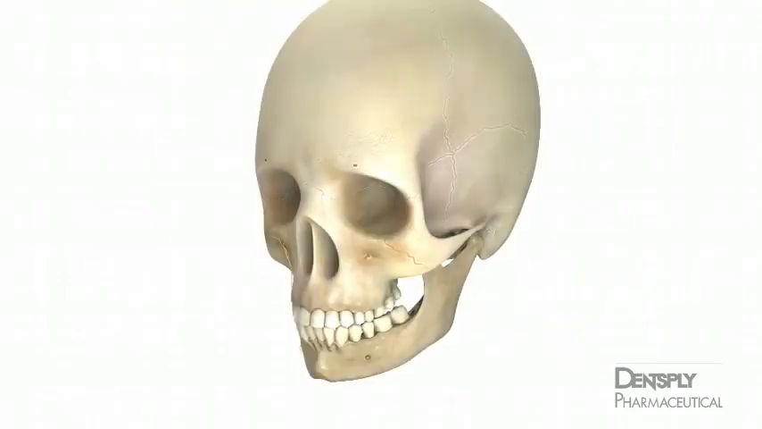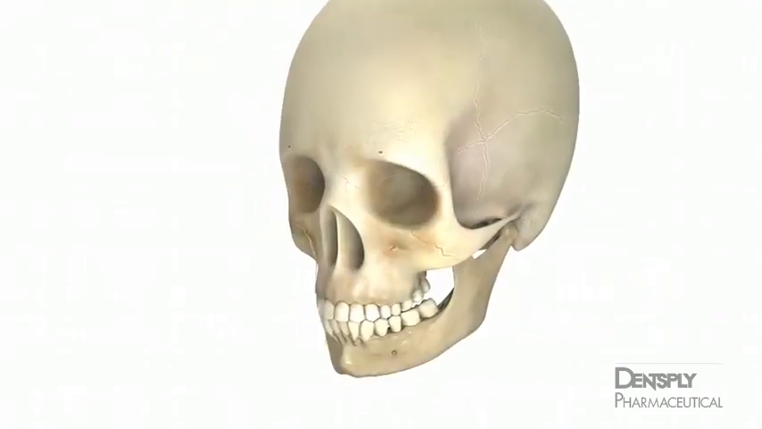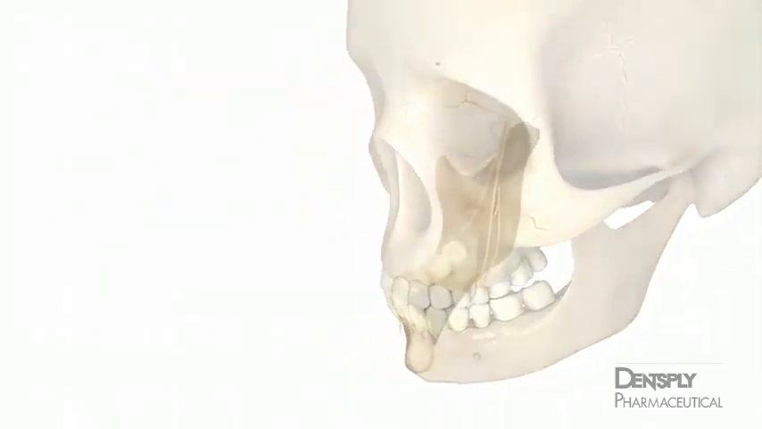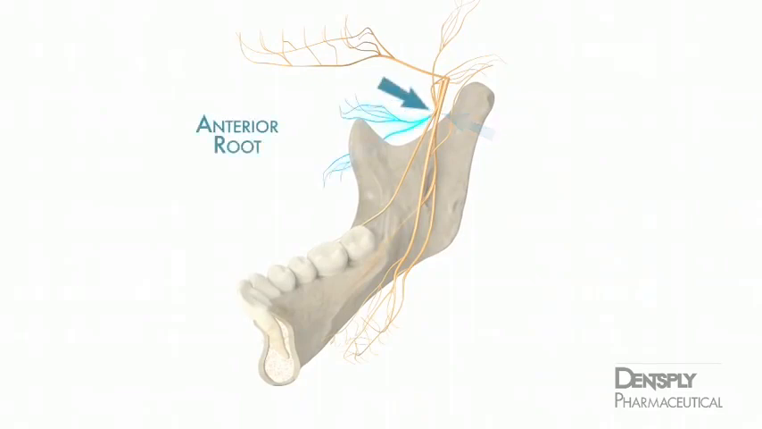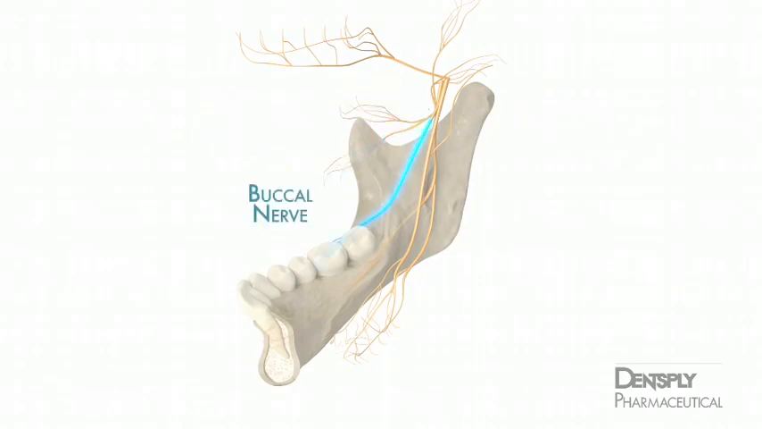The mandibular nerve passes through the foramen ovale down into the infratemporal fossa, where it separates into a small anterior and a large posterior root. The anterior root gives off motor branches that innervate the muscles of mastication. Then, as the buccal nerve, it crosses the coronoid notch of the ramus to innervate the cheek. Small fibers pass through the buccinator muscle to supply the buccal gingiva and mucosa in the posterior mandible.